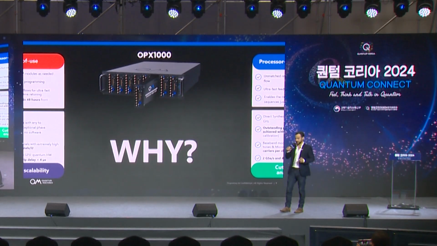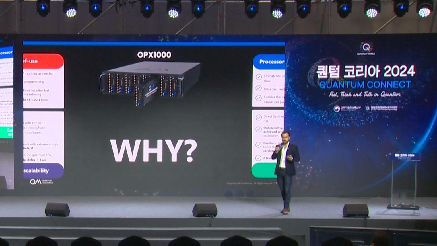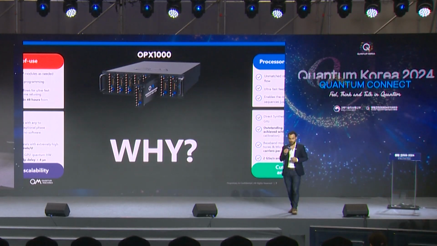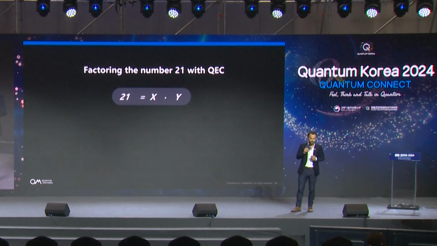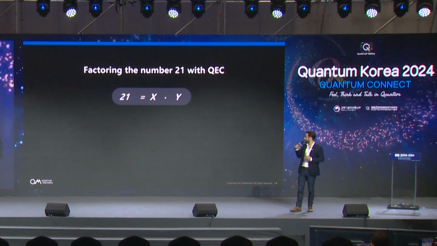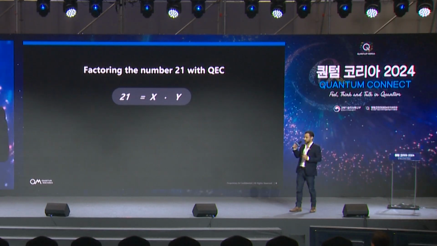And the question is why? Why did we put so much effort and so much investment into developing control hardware for quantum computers? In order to answer that, I will try to use a single example. Okay, the example of factorizing 21 with quantum error correction.